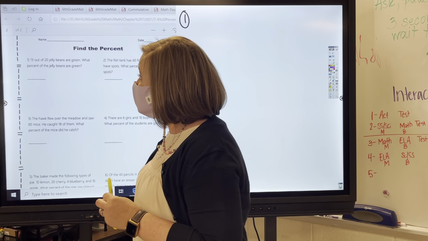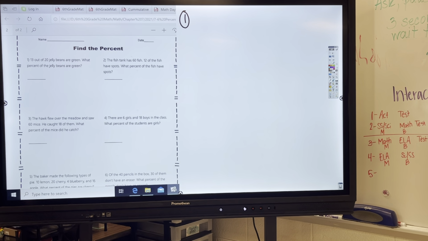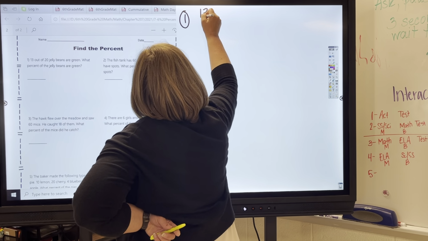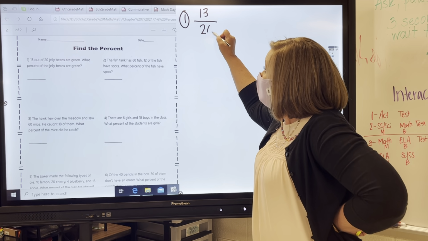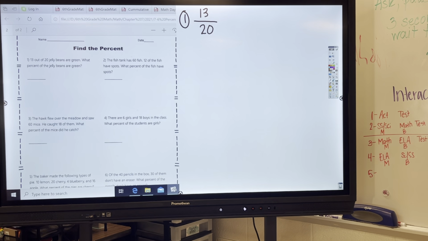It says 13 out of 24 jelly beans are green. What percent of the jelly beans are green? Go ahead. So we have 13 in math. Y'all, out of means what? Your little fraction bar. Okay, 13 out of 20.